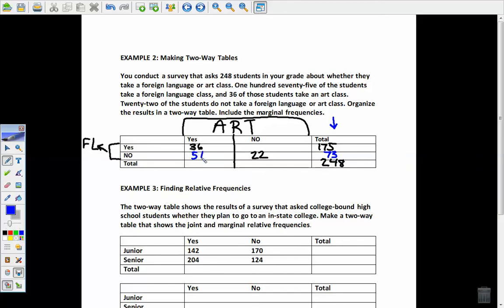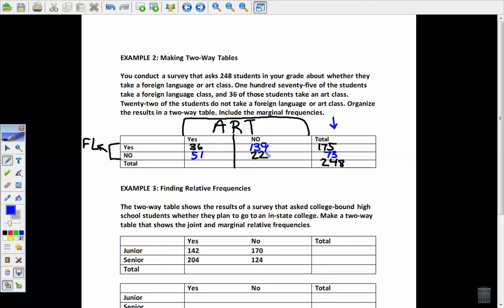51. Okay. Where else can I fill in a cell at? Subtract 175 from 36. So 175 minus 36, and you get 139 right here, which means that there's 139 students that take foreign language but not art. Okay?